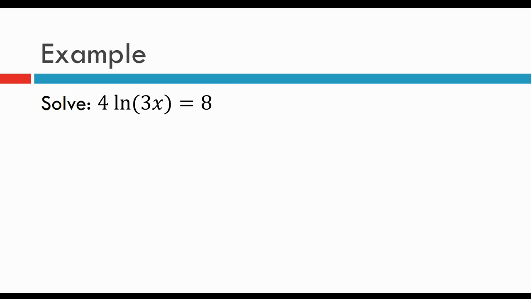Okay, let's take a look at this next one. We have 4 times the natural log of 3x equals 8. Notice that this time we do not have that log isolated by itself. There is a 4 out in front. So since 4 is being multiplied, I am going to undo multiplication by dividing both sides by 4. So now we'll have the natural log of 3x, and this is going to equal 2.